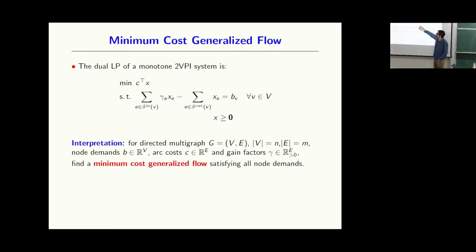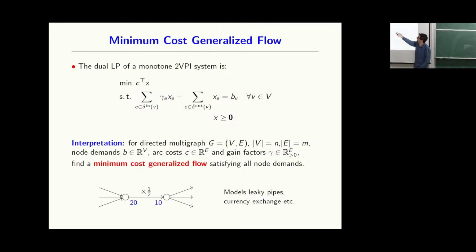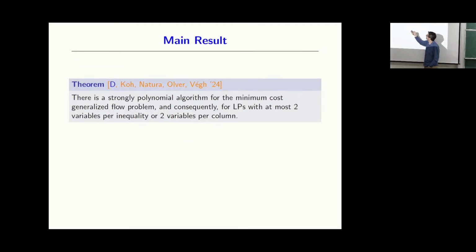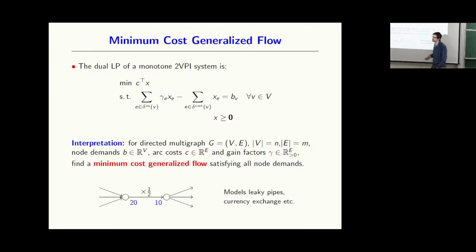So the dual of this program can be expressed as follows. And essentially, if you didn't have these funny gamma multipliers, this would exactly be a minimum cost network flow problem. So at every vertex of the graph, you want this amount of net flow, and subject to having this amount of net flow in every vertex, you want to minimize the cost of the flow. Okay.